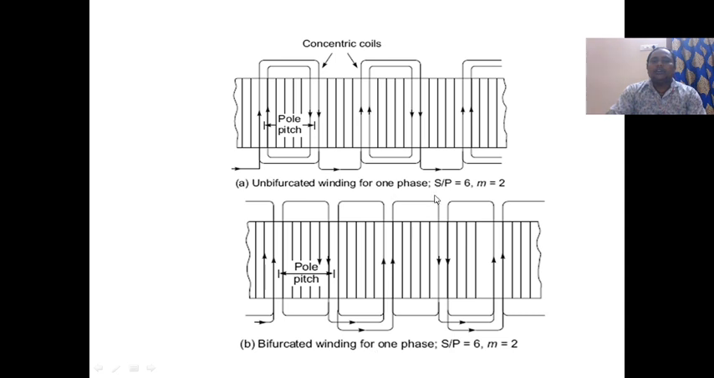In both windings, the slots per pole is equal to 6, and m is equal to 2. m is nothing but slots per pole per phase. Please observe the unbifurcated winding and the bifurcated winding. Here only some portion is wound, and here all the portion is wound up. Please observe carefully.